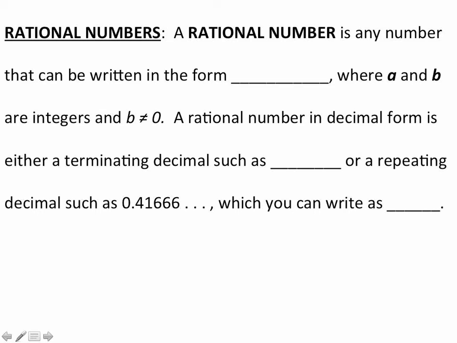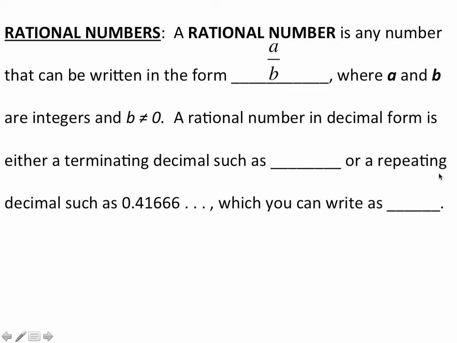Rational numbers. A rational number is any number that can be written in the form a over b, where a and b are integers, and b is not 0. Because remember, you can't have a 0 on the bottom of a fraction. So these can be any positive or negative number, -5 and -2, 6 and -3, whatever. But b just can't be 0.